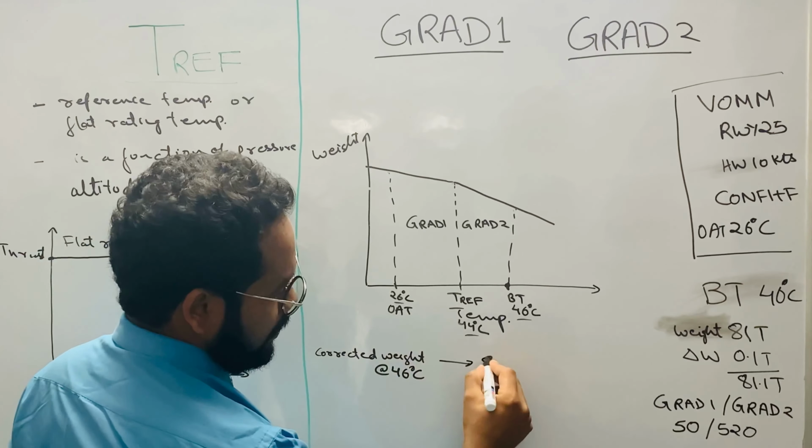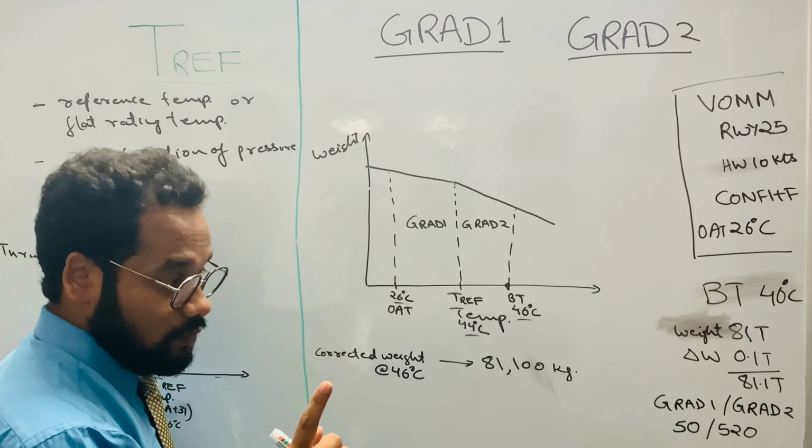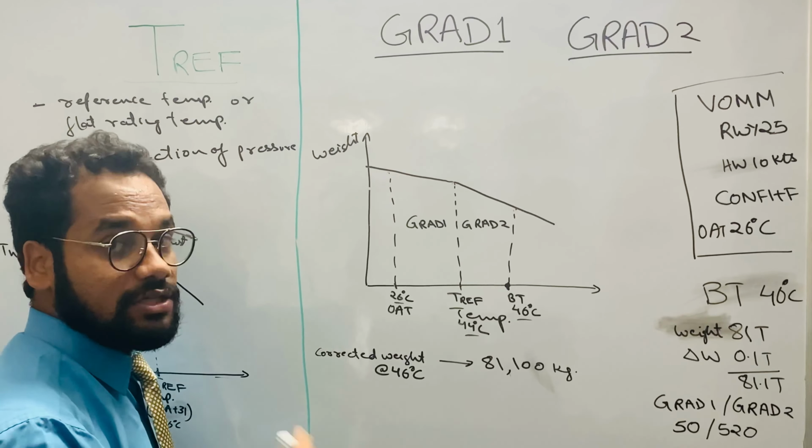81.1 tons. Okay, so let's write in kgs. It will be 81,100 kgs. Right? Now in this you have to apply grad corrections. So in order to apply grad corrections, there are three cases, or three ways to apply the grad corrections. In this example which you are considering, you have to apply grad 1 as well as grad 2 correction. Why? There is a reason which I will tell you after some time.